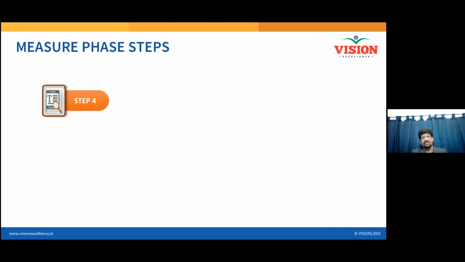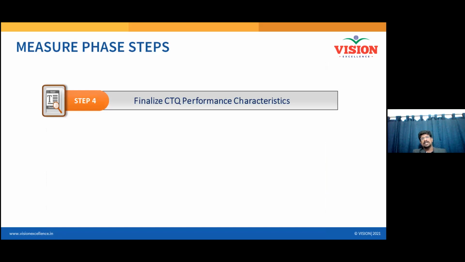What are the steps which we are going to follow in this measure step? See, you are going to finalize the critical to quality performance characteristics. Critical to quality is what you get from VOC, voice of customer, VOB, voice of business, and cost of poor quality. So we have to choose from that VOC, VOB, COPQ and get a CTQ, and you have to finalize which CTQ you have to attack, which X factor you have to attack.